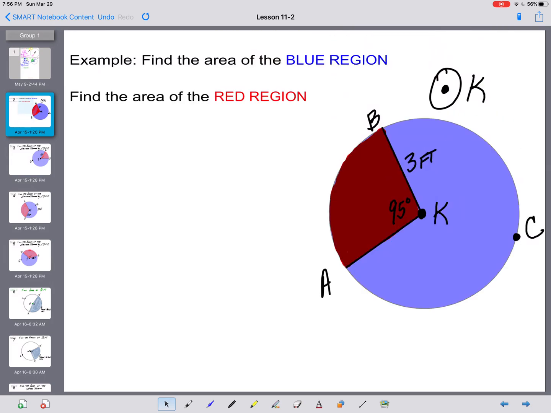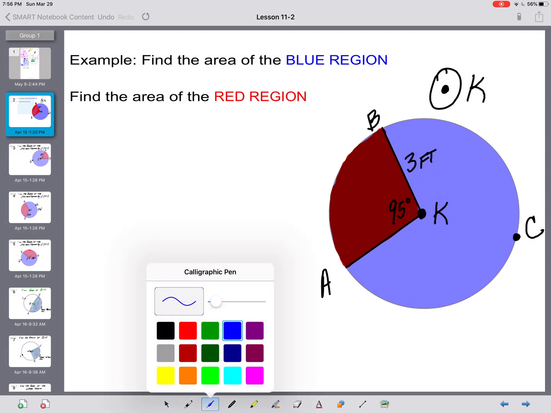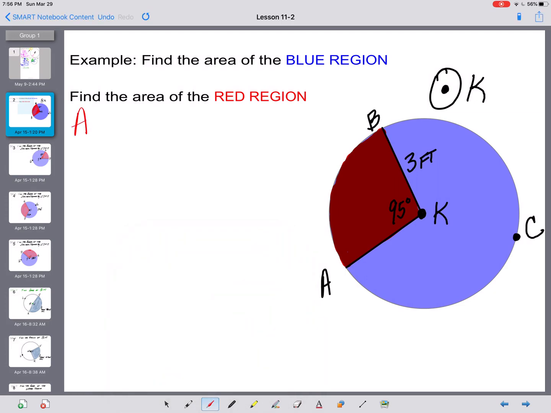Now it says find the area of the two sectors. There's a red sector, that's the small one, and the blue sector, that's the big one. That's a big piece of the pie. On this one, I'm going to find the red one first. Let's go red. Area of the red sector is central angle over 360 times the area of a whole circle.